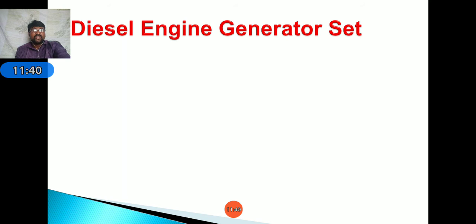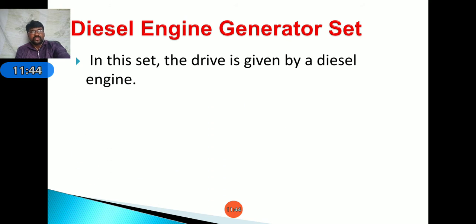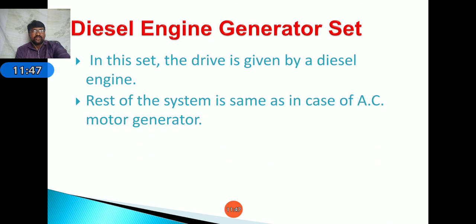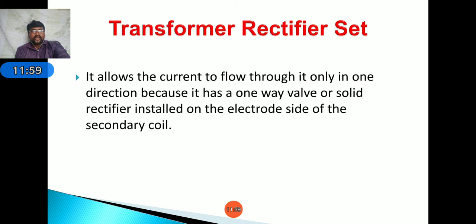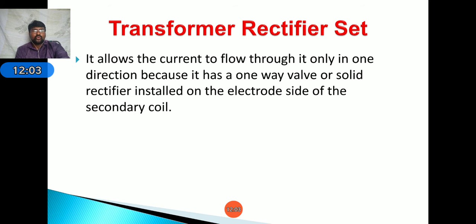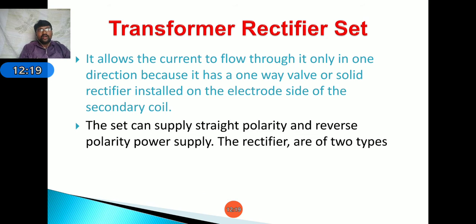Next, coming to diesel engine generators, it is the same as driven by the AC, but the difference is it is used where the electricity is not sufficient and not available. In that case, we use diesel engine generator. Next, transformer rectifier. It allows the current to flow through it only in one direction, because it has a one-way valve or solid rectifier installed on the electrode side of the secondary coil. Next, the set can be supplied with straight polarity, that is the electrode is negative, and reverse polarity power supply also.